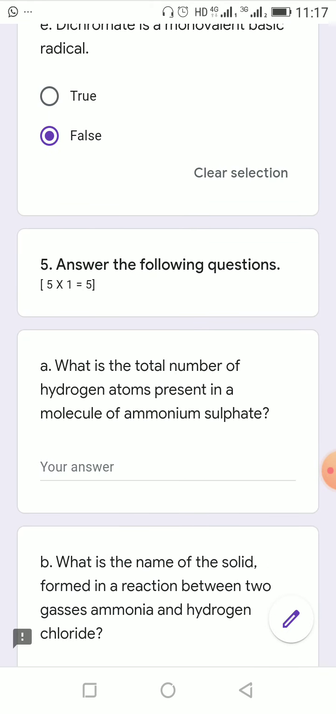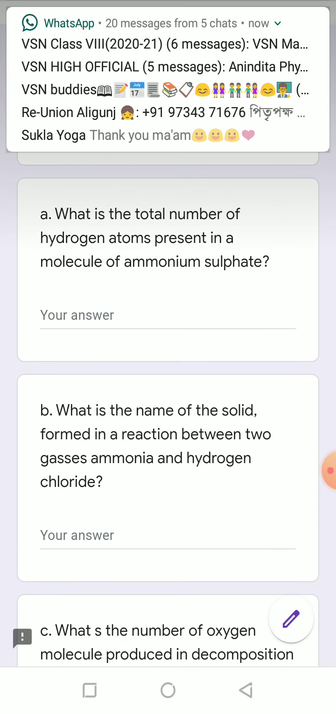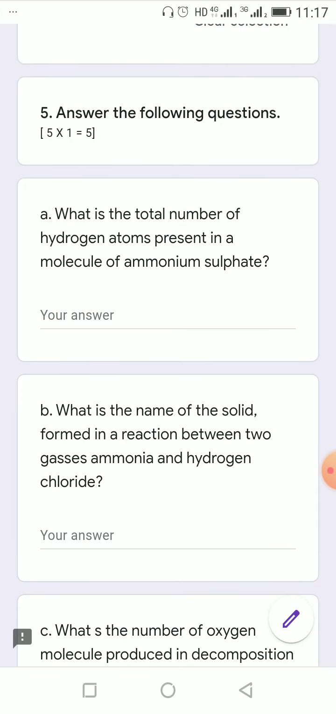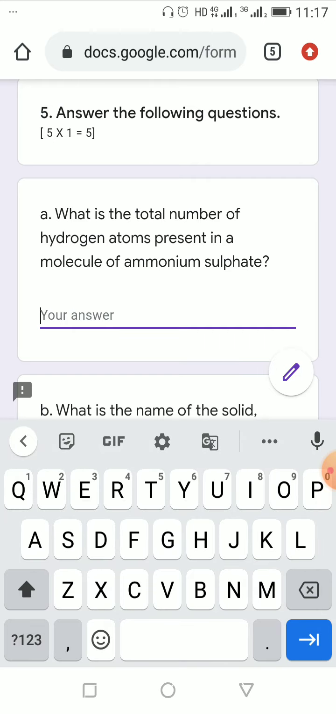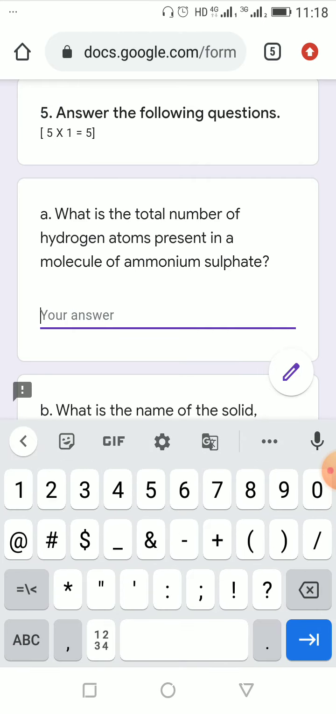Next, answer the following question. What is the total number of hydrogen atoms present in a molecule of ammonium sulfate? Ammonium sulfate is (NH4)2SO4. So the number of hydrogen atoms will be, (NH4) whole 2, that means it will be 8. So it's 8. Total number of hydrogen atoms present in a molecule of ammonium sulfate, (NH4)2SO4. Achha, let me write that.